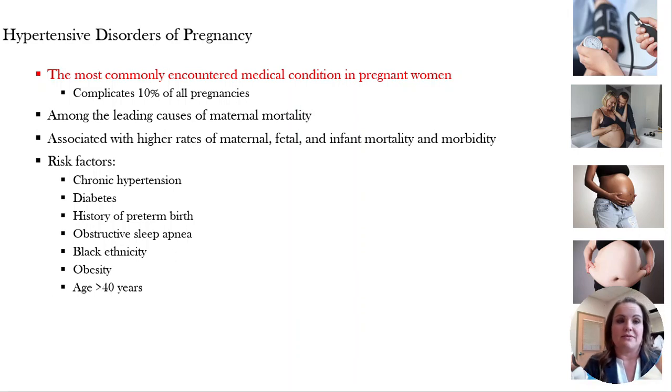When we talk about hypertensive disorders, the thing that's interesting is that we don't really know what causes them. When we start talking about preeclampsia and HELLP syndrome and some of those other disorders, it's called the disease of theories because nobody really knows what causes this to happen. We do know there are some risk factors, and there's different risk factors for the different conditions, but generally speaking, risk factors for any type of hypertensive disorder in pregnancy are chronic hypertension, diabetes, Black ethnicity, obesity, and age over 40.